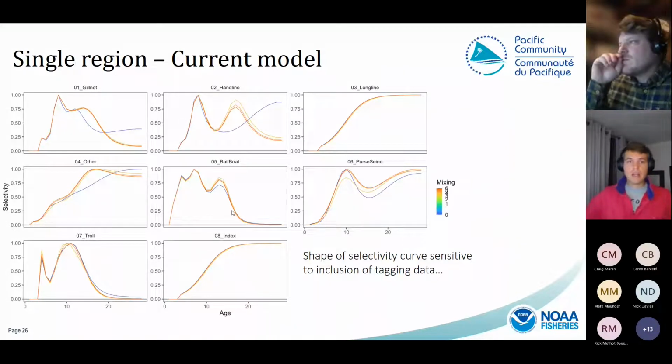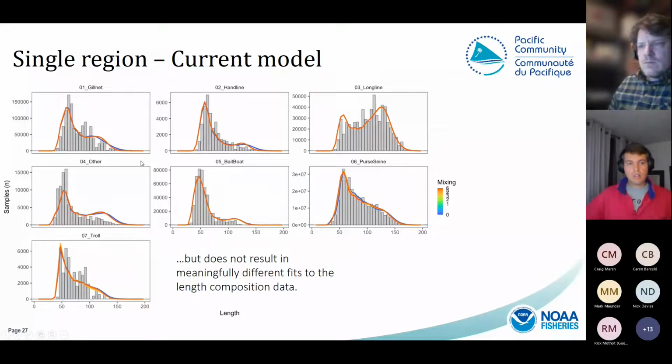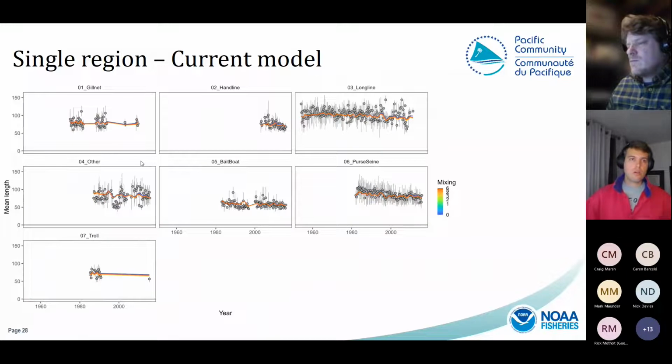So a model without tags is in blue, and then the models with tags but with different mixing periods are in these orangey reds. So the shape of the selectivity curve was sensitive to the inclusion of the tagging data in the single region model, but that didn't really translate to much difference in fits to the length composition data. The fits were pretty consistent, both at the aggregate and also looking at the fits to the mean length over time.